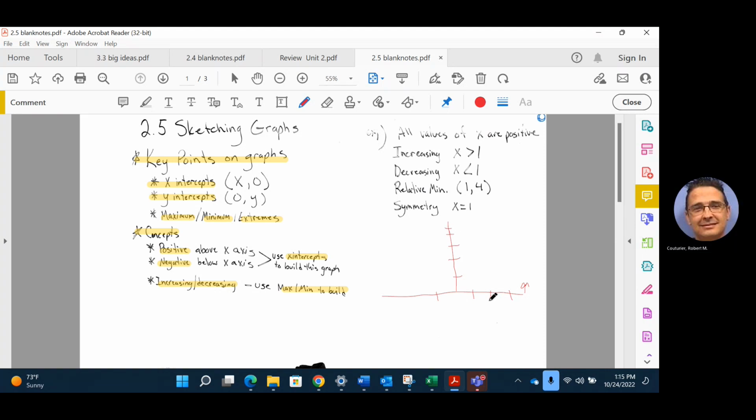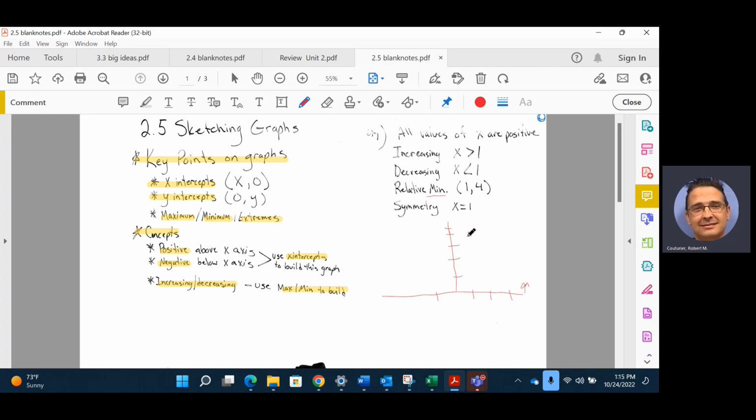Right? So when our x is 1, in this case here, the graph is increasing on this side, and then it's also going to decrease at 1. So something's happening at 1. So we've got that we've looked at. We have a relative minimum at the coordinate (1, 4). So 1 over, 1 up 4.